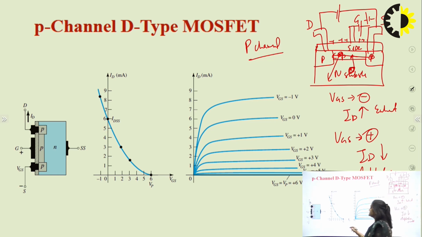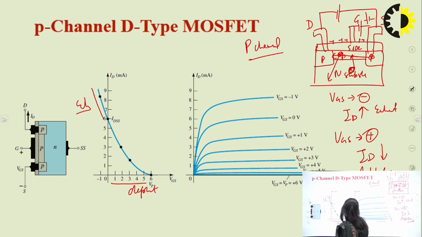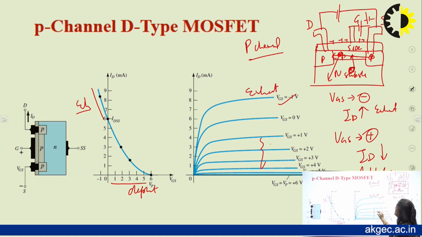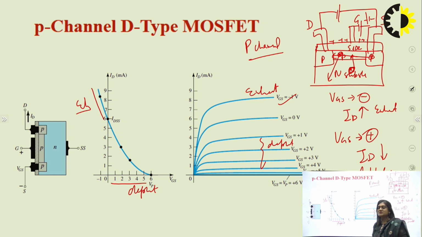And in this graph we can see that this part is the depletion mode when VGS is positive and this part is for the enhancement mode when VGS is negative. So this is the enhancement mode and this is for the depletion mode. Now the depletion MOSFET, this is the case for the depletion MOSFET, and it operates in the enhancement mode also and depletion mode also.